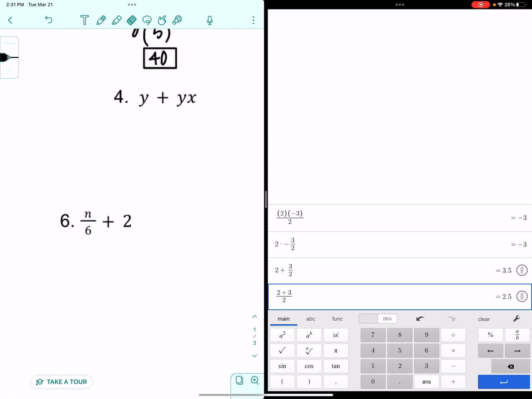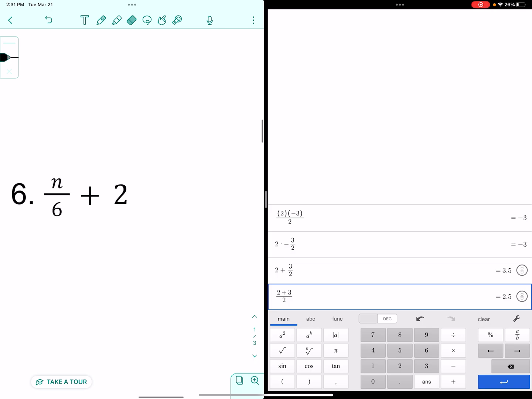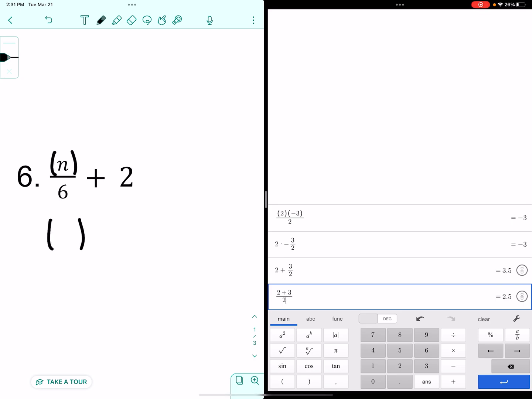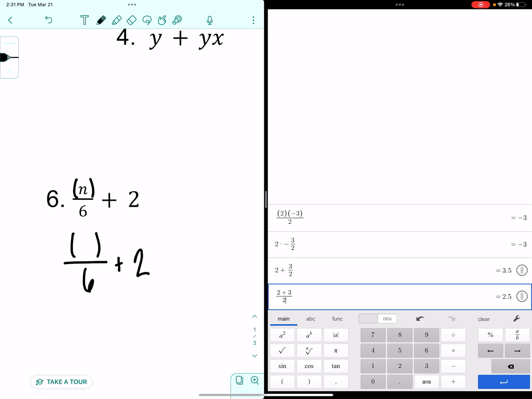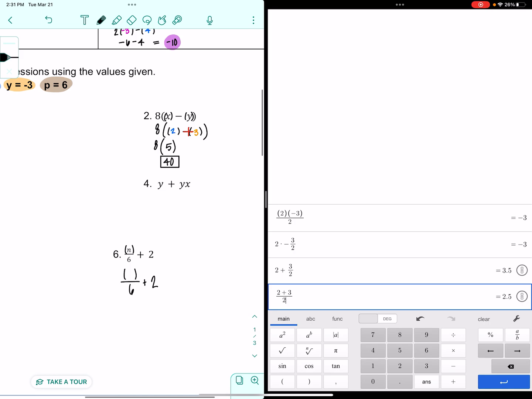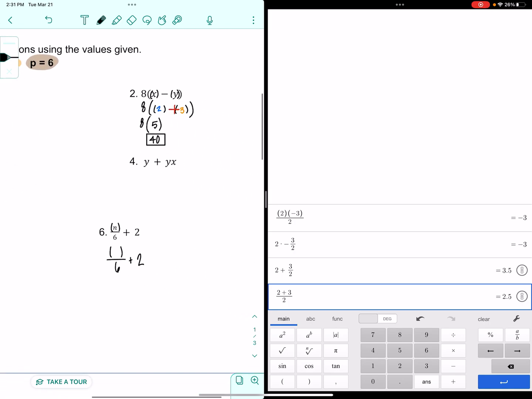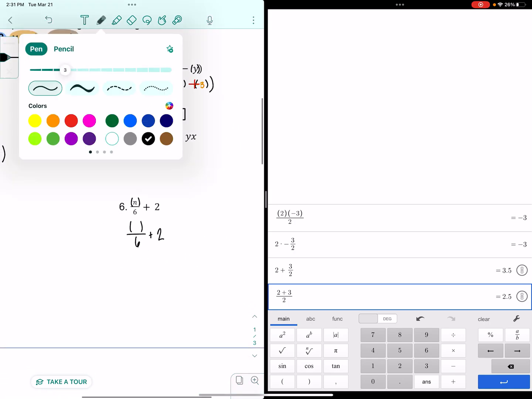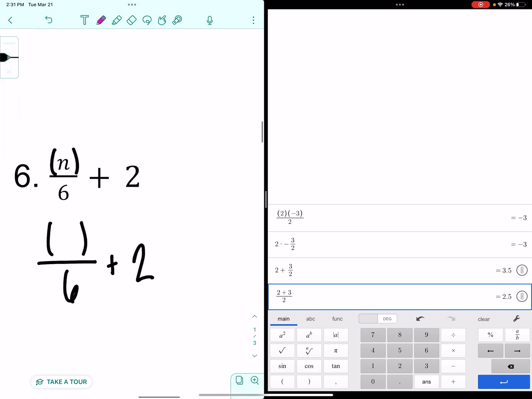We'll look at one more. Let's look at n over 6 plus 2. I'm going to make a hole for my n. N gets a pink negative 2. I go over to Desmos and I plug it in just like it looks.